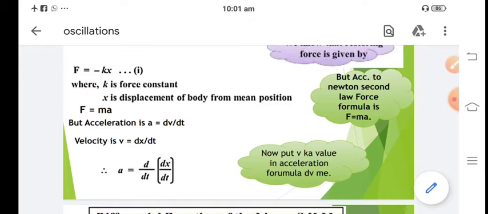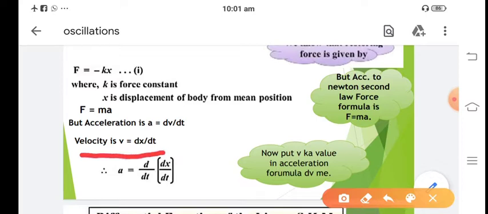but the acceleration is dv by dt, that is change in velocity per unit time. This is the acceleration. So the velocity is v is equal to dx by dt. So velocity is the displacement per unit time. This is the velocity, but we know that a is equal to d by dt into dx by dt. So this is the acceleration, d square x upon dt square is the acceleration.